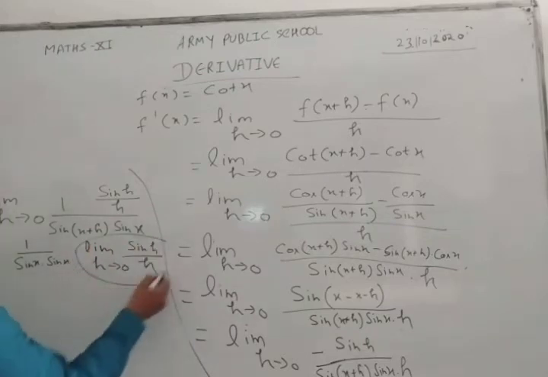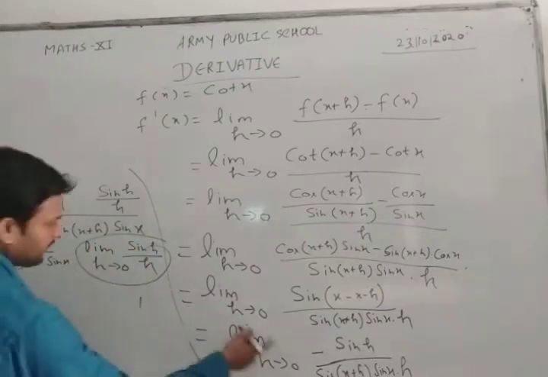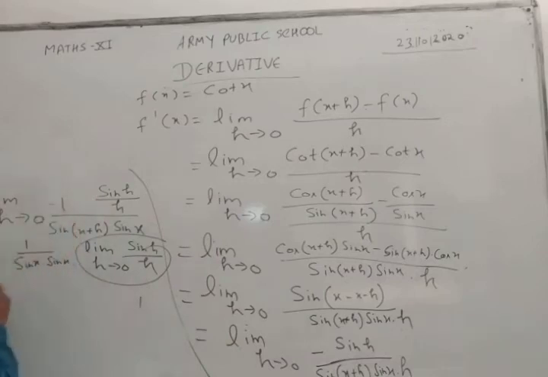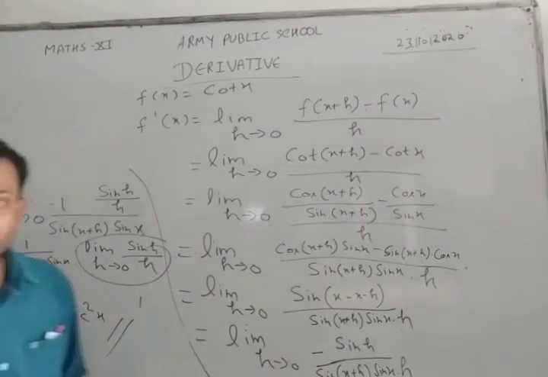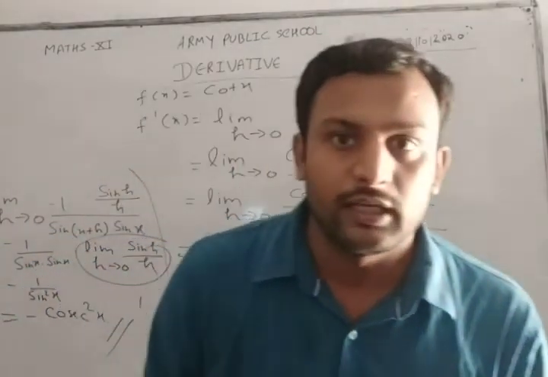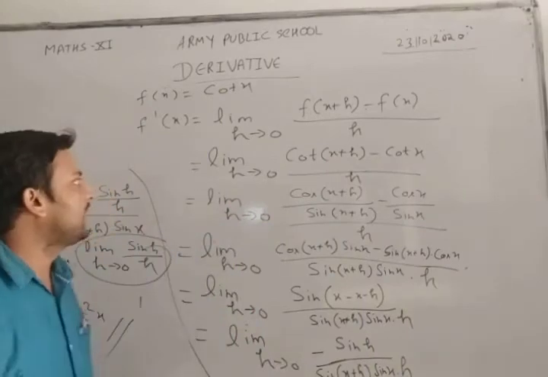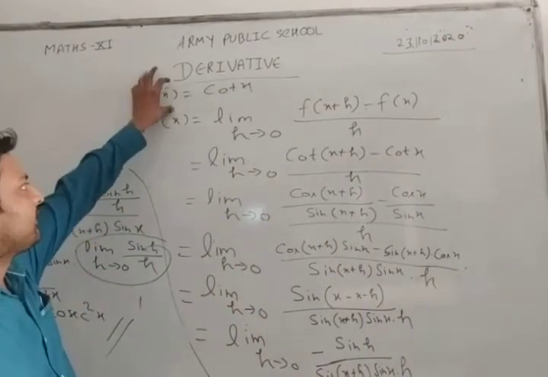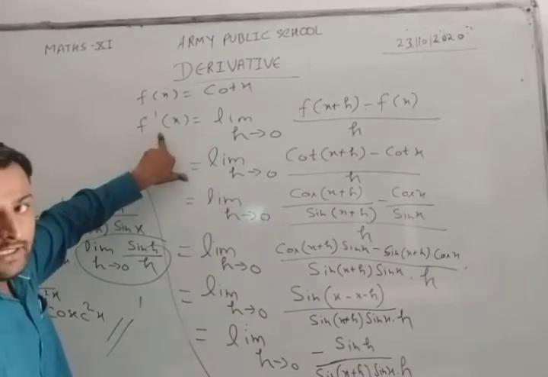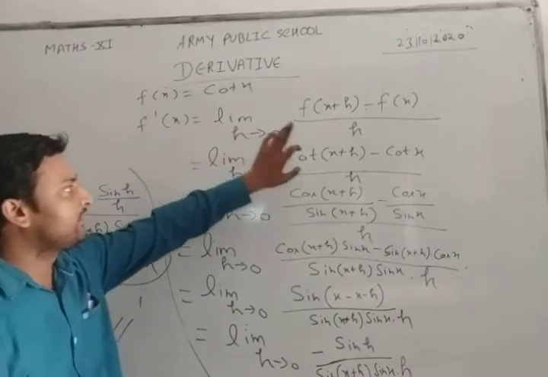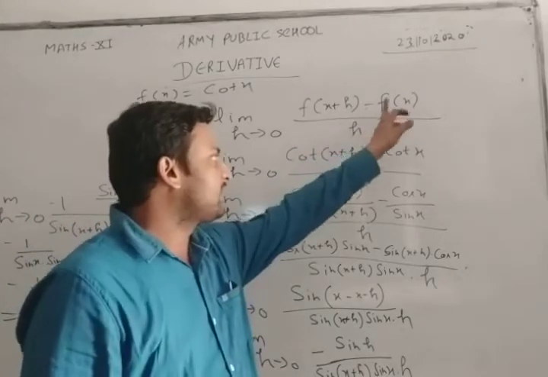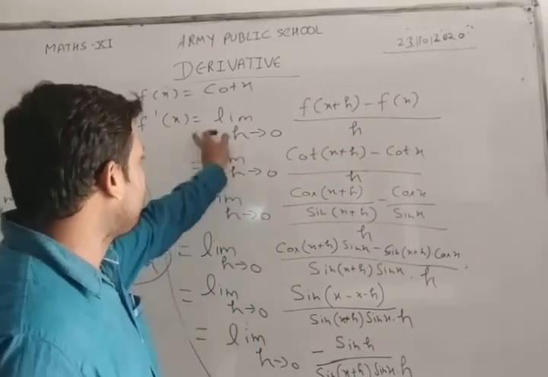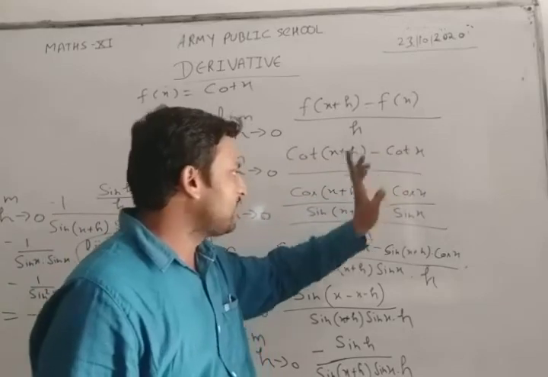So this will be what? 1, and here is also a negative sign. So we write here minus 1 by sin square x. So we write minus cosec square x. Now it will be the differentiation of cot x. So what we have done, we have given the function fx is equal to cot x and f dash x is equal to limit h tends to 0 fx plus h minus fx by h. So the value will be cot x plus h minus cot x by h.